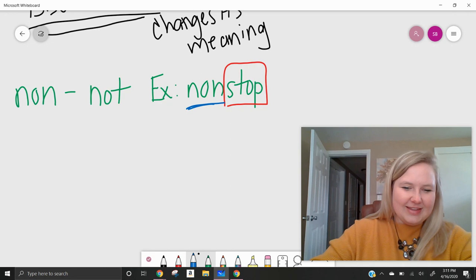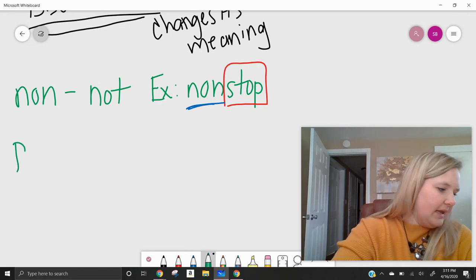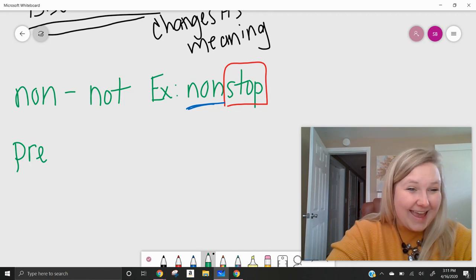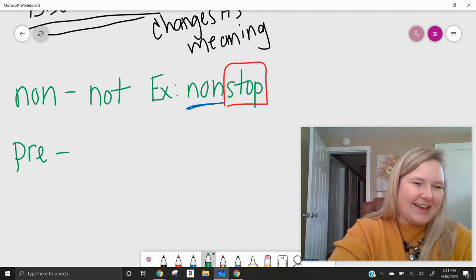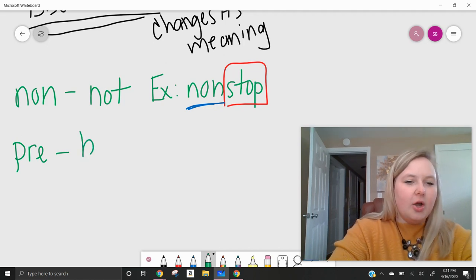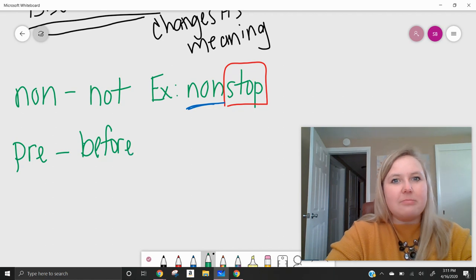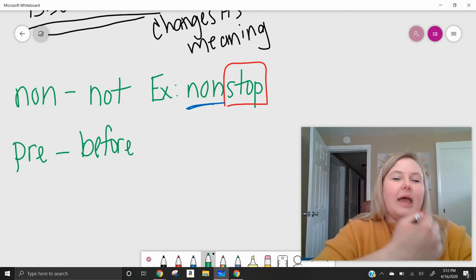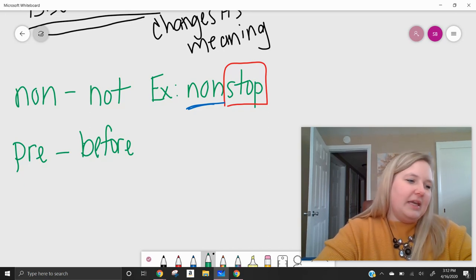All right, let's do the next prefix. The next one, pretty cool, is pre. Yeah, I know, right? Okay, so pre means before, which makes total sense. Prefix happens before, or at the beginning of the word. Pre then means before.